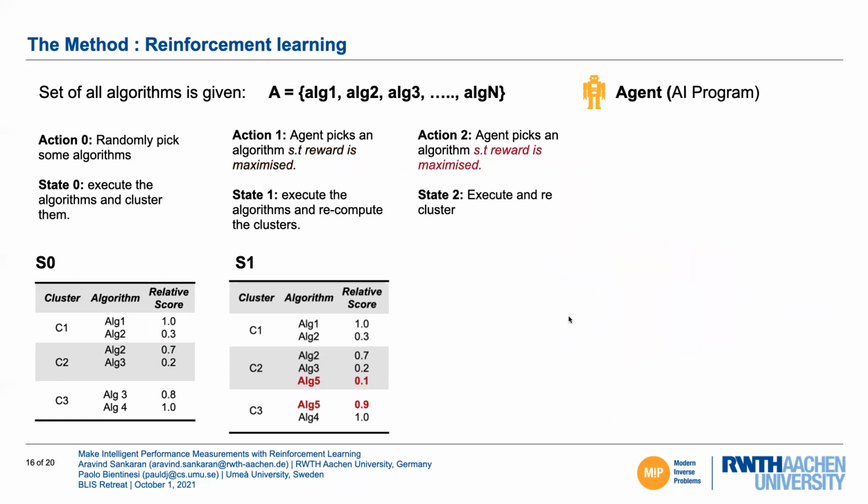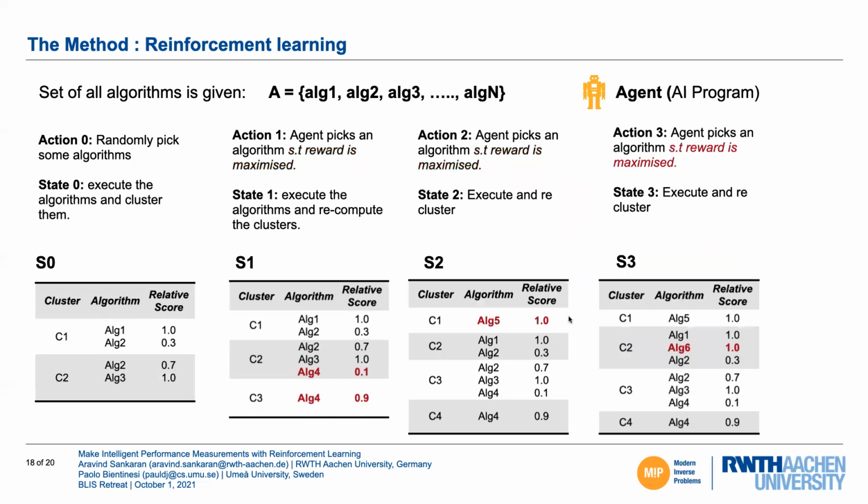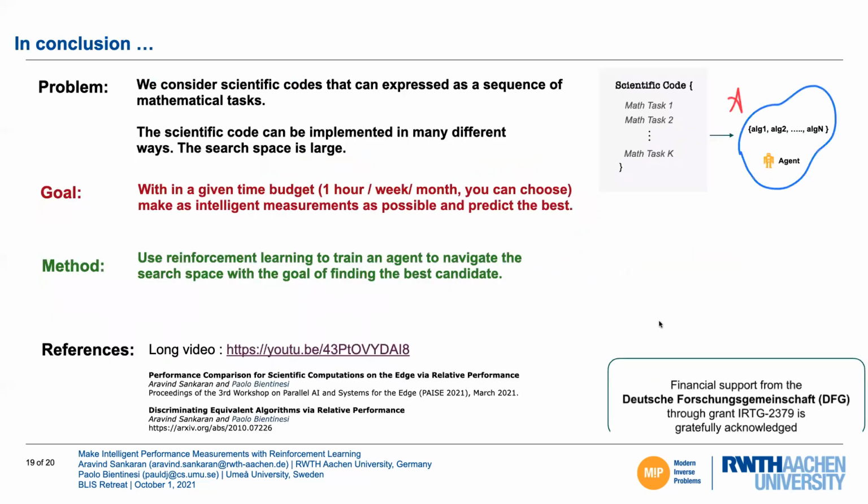The agent then recomputes the cluster and the reward. The reward is expected to get better through the iteration, and the process is repeated until the time budget runs out. For further information about this methodology, have a look at our long video.